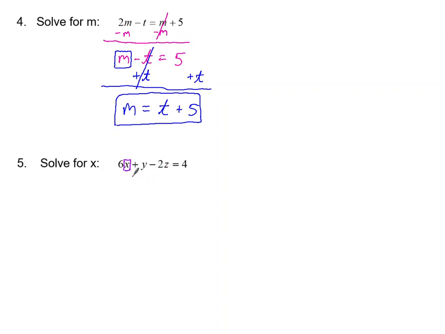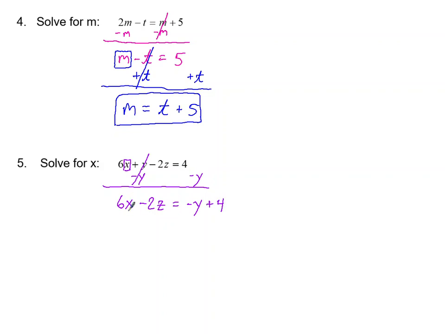I'll do them separately. Let's subtract the y first. I'm going to subtract y from both sides. I'm going to draw my line and I'm going to cross that out. 6x and then minus 2z equals, I'm going to put my y term first, negative y, and then the positive 4 will come second.